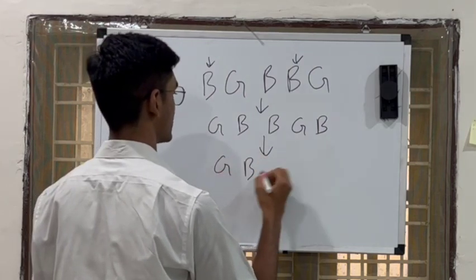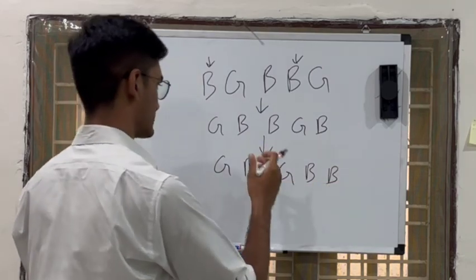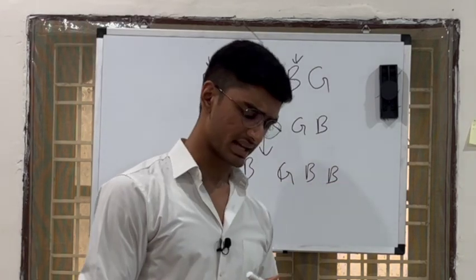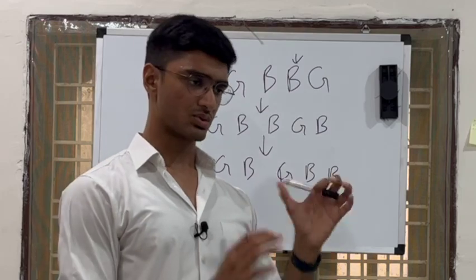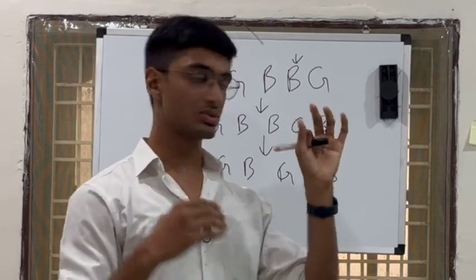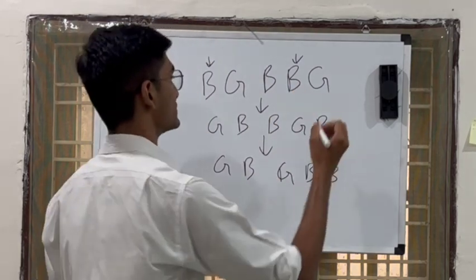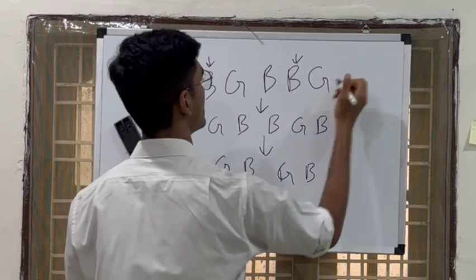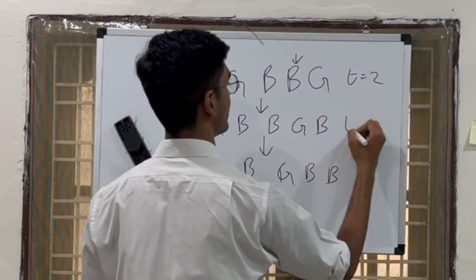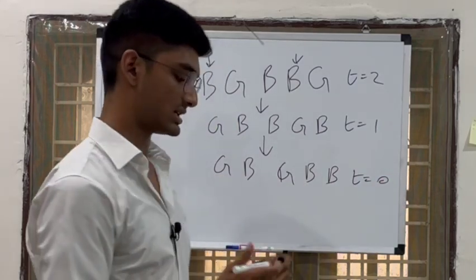Girl, boy, and boy. Basically the same thing: you just iterate through the array. You have two loops. The first loop is for t, and as you go through the inner loop, you iterate through each and every element. After this, you decrement t. So t is 2 here, t will become 1, then here t will become 0. This is the final array, and you will return this.